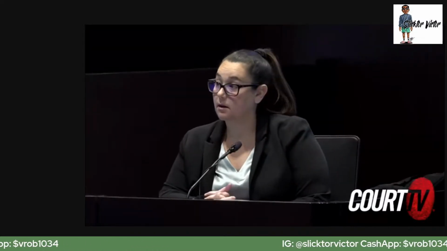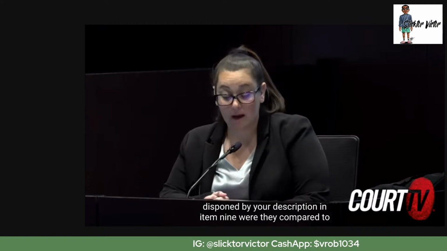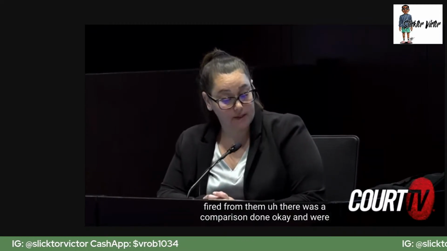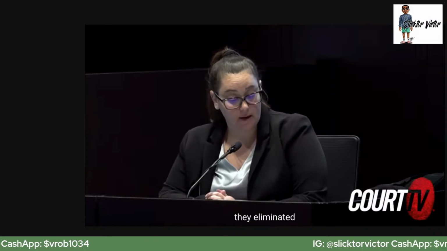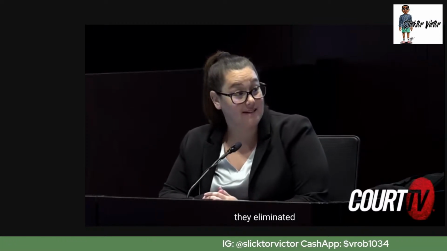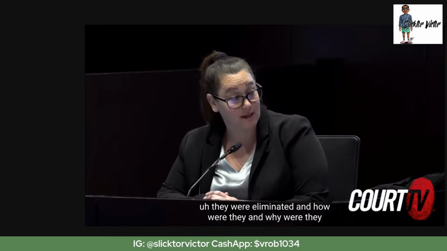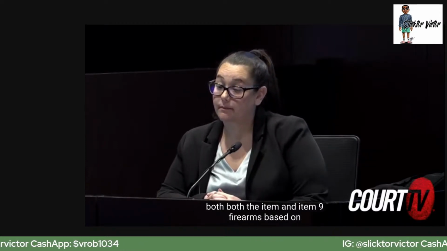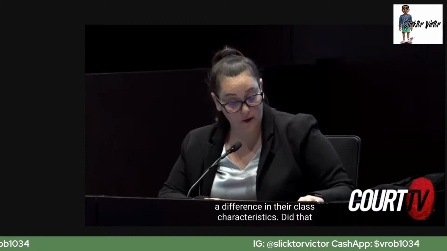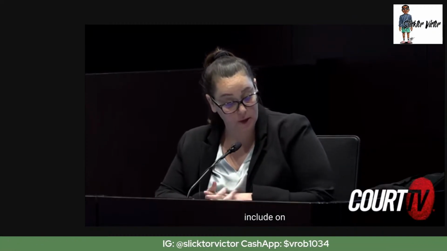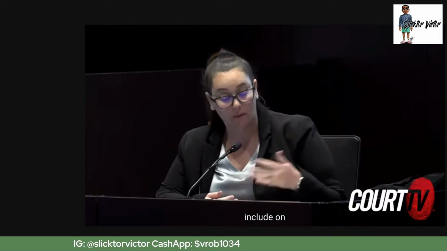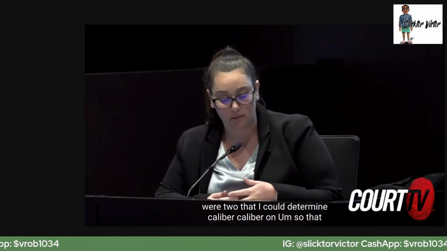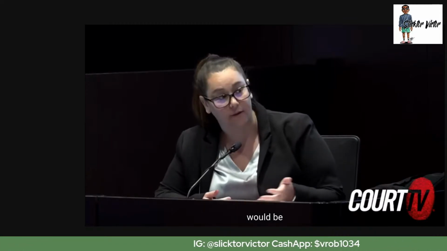There was a comparison done. Okay. And were they eliminated? They were eliminated. And why were they eliminated? So all of those listed items were eliminated to both the item 8 and item 9 firearms based on a difference in their class characteristics. Did that include on some of these items different caliber class? There were two that I could determine caliber on. So that would be a difference between those items and the firearms. But the remaining items were different class based on their rifling type.